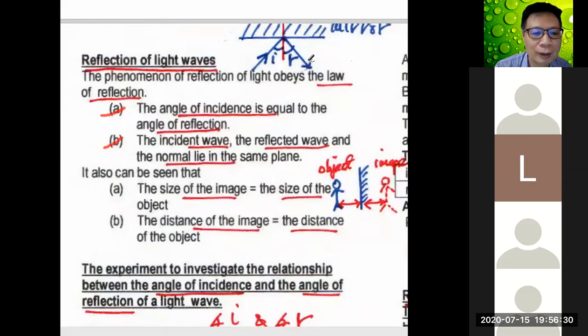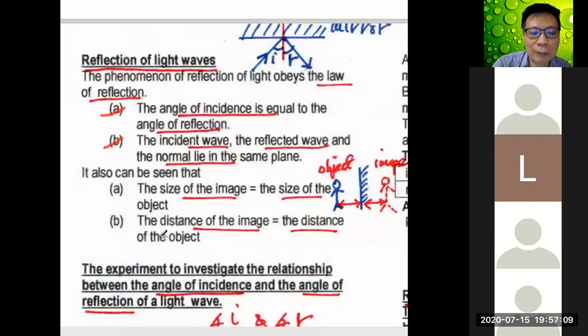Okay, all right. This one you all can understand. Next, it can also be seen that the size of the image and the size of the object are the same. Example, you take a piece of mirror and you stand in front of it, so yourself is an object. Your image will be behind the mirror. This is an image. So you look at yourself now, your size and the image of your size must be the same. So this is a mirror. Object and image are the same size.